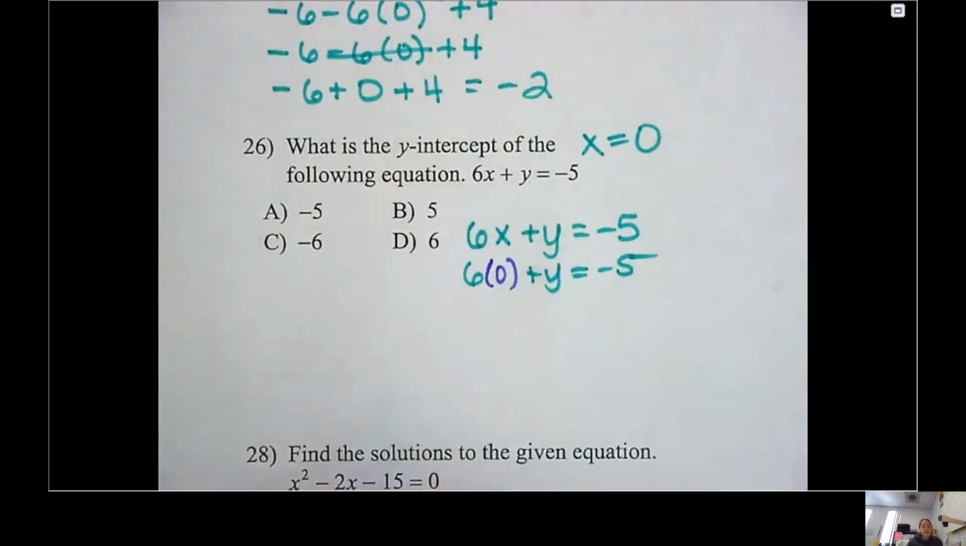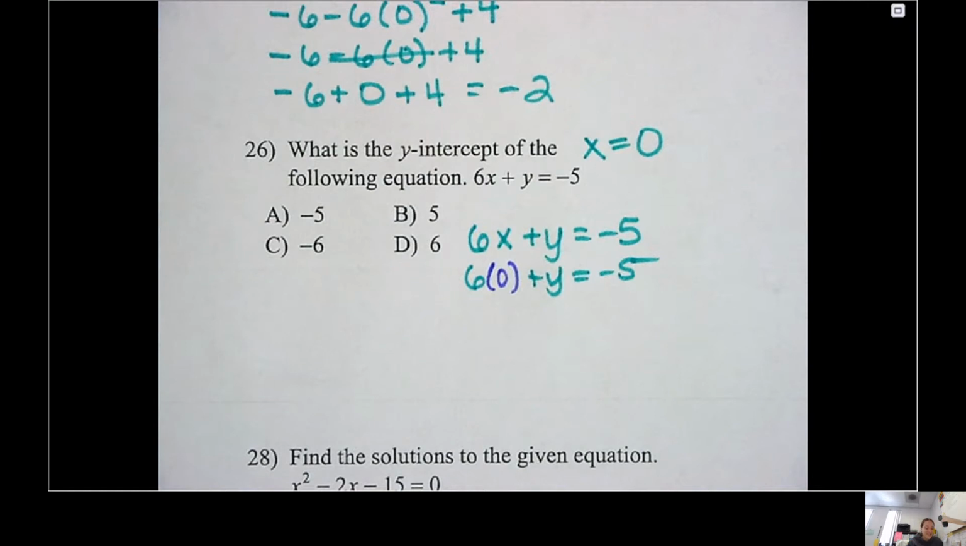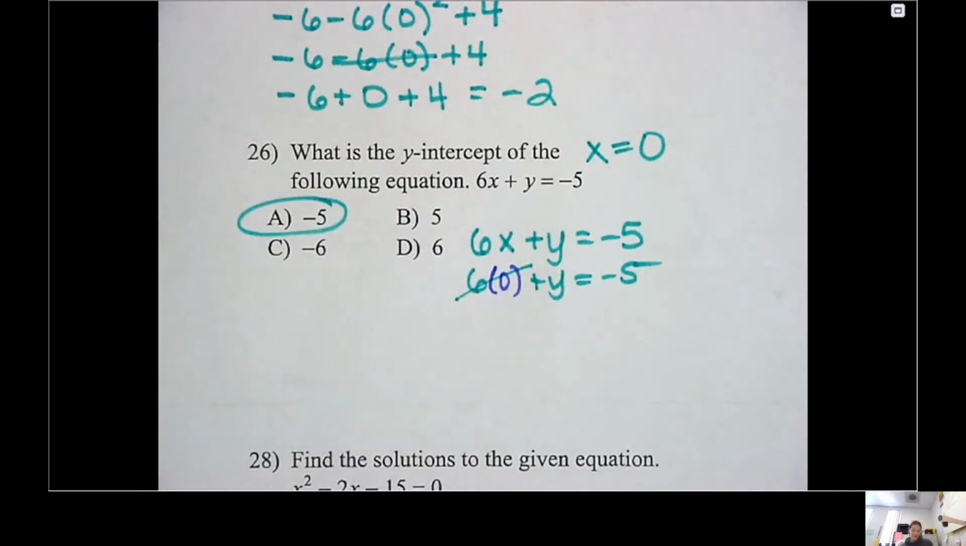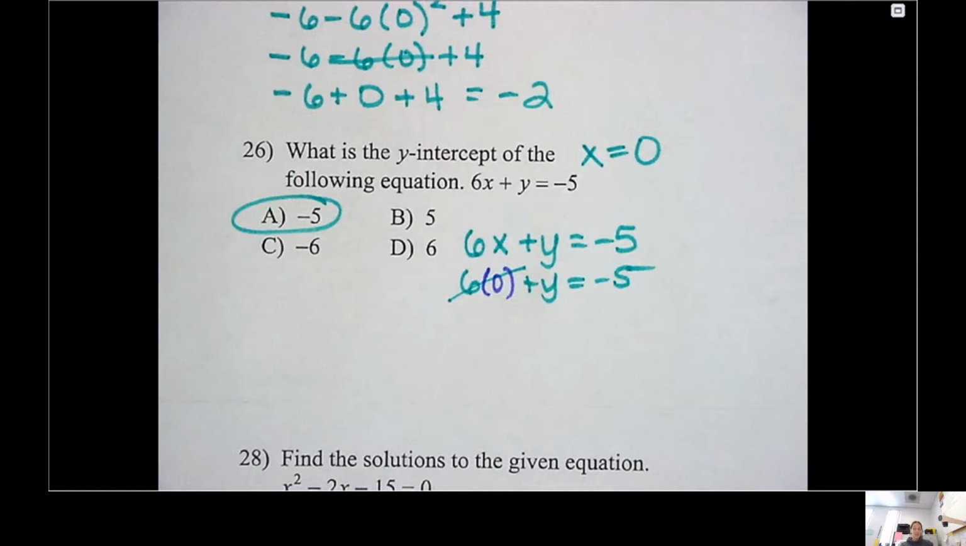So 6 times 0 is 0. So this cancels. You're just left with y equals -5. That's it. There you go. Easy. I'm sure you're probably like, wait, that was it? Yeah, that was it.